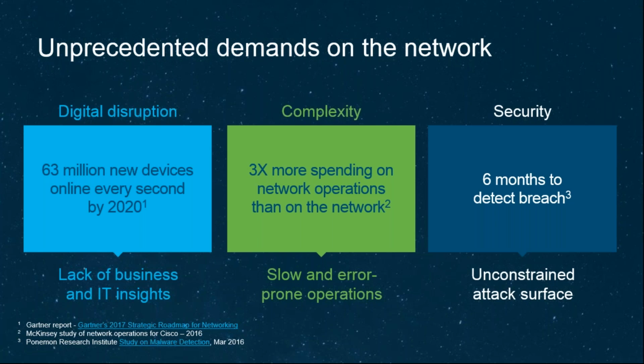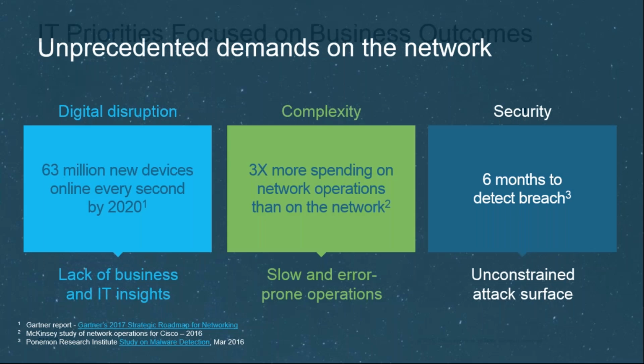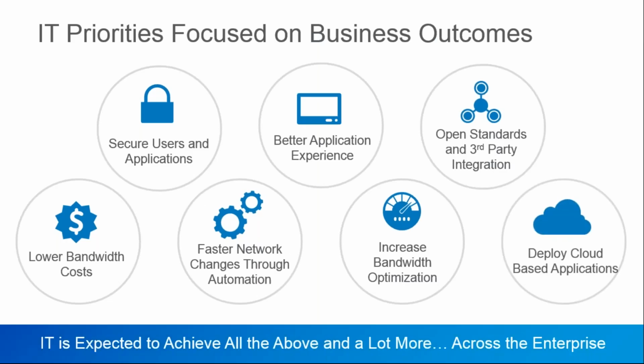Now, the top IT priority focus for business is around these 7 pillars: secure users and applications, better application experience, open standard and third-party integration, lower bandwidth costs, faster network change through automation, increased bandwidth optimization, and also deploying cloud-based applications. Now we'll see that the IT priorities are based on business outcome, and that is what business leaders are actually driving. They want to drive what is going to shape their business outcome.